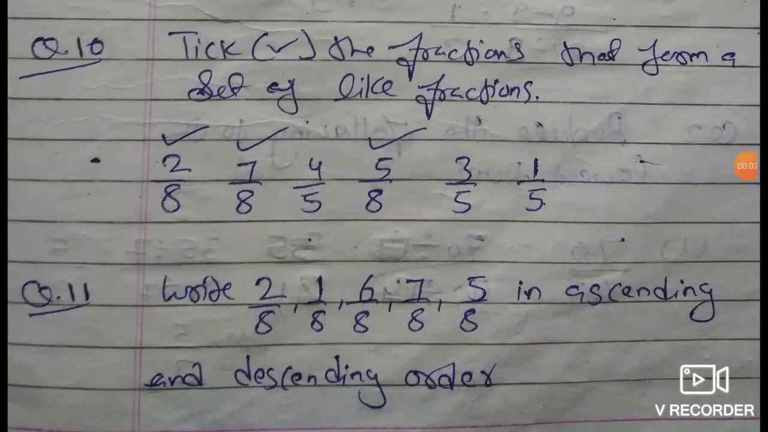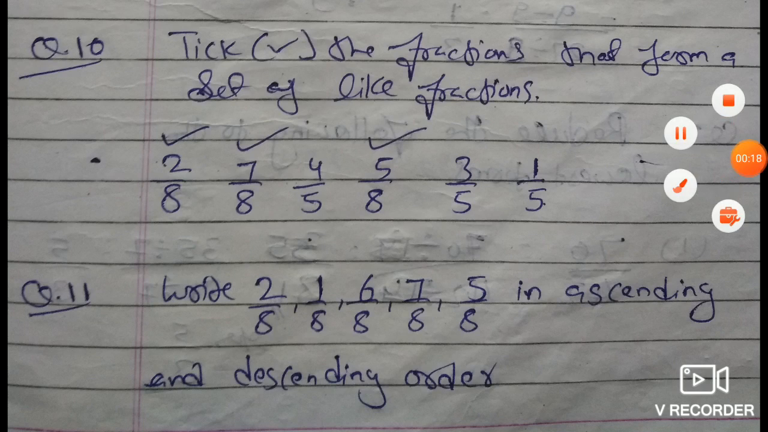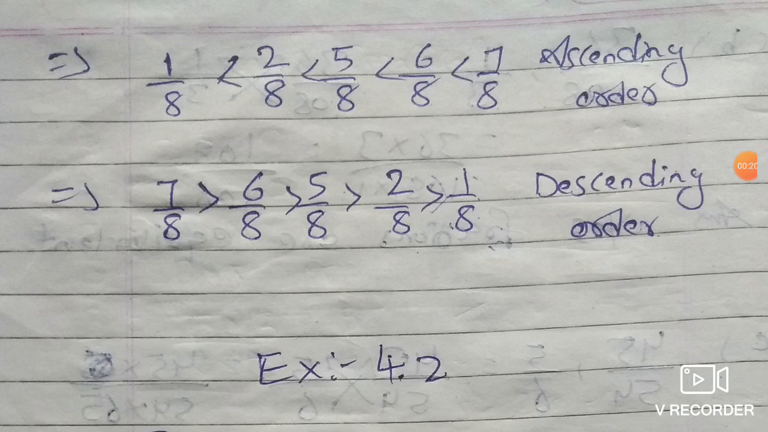Next, question number 11. Write 2 upon 8, 1 upon 8, 6 upon 8, 7 upon 8, 5 upon 8 in ascending and descending order. Here we first arrange the numbers in ascending order, then after ascending we convert the fractions into descending order. First, write the smallest number. The smallest number in these fractions is 1 upon 8, and we give a smaller-than sign because this is ascending order. The next smallest is 2 upon 8, next 5 upon 8, next 6 upon 8 and last 7 upon 8.